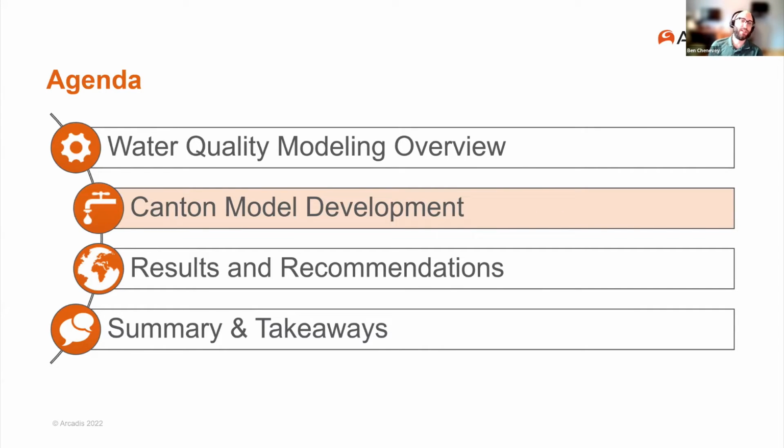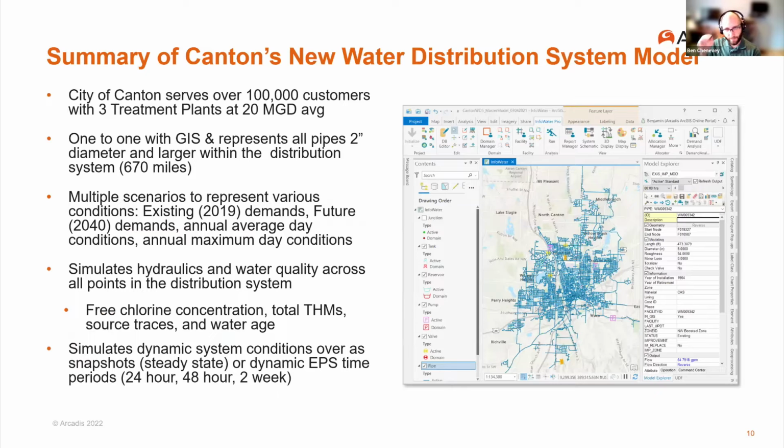We're going to dive into looking at a case study of how the city of Canton used water quality modeling. The city of Canton is in Northeast Ohio. It provides water to about 100,000 customers. They have three individual treatment plants, all groundwater, and their average production is around 20 million gallons per day.